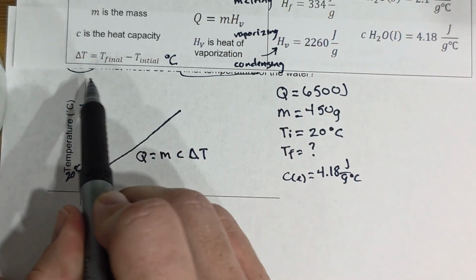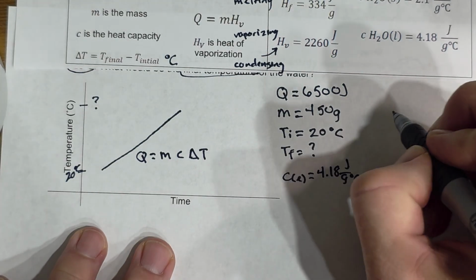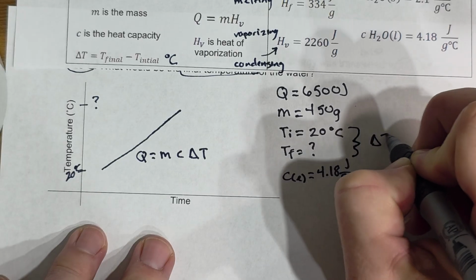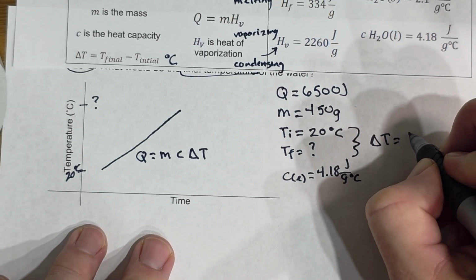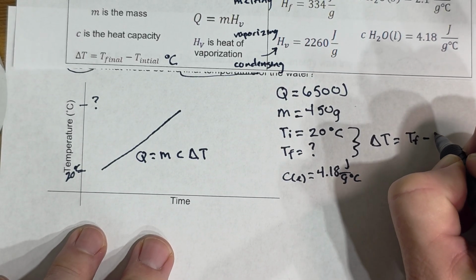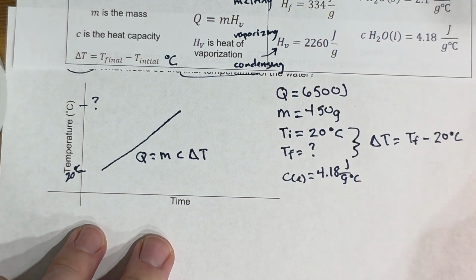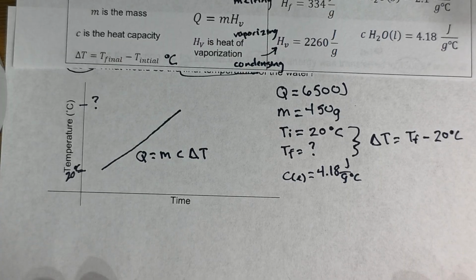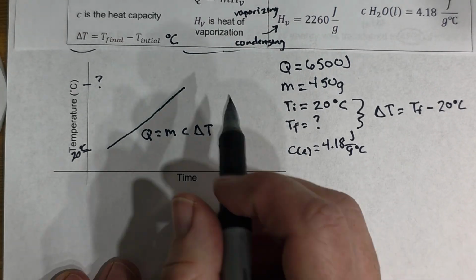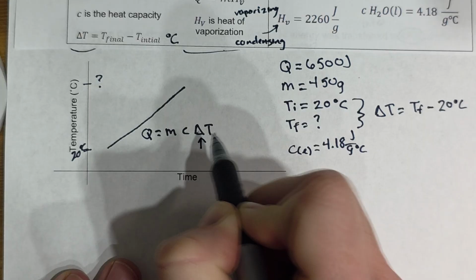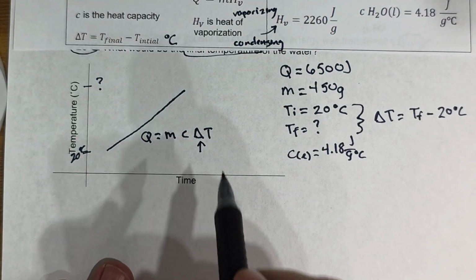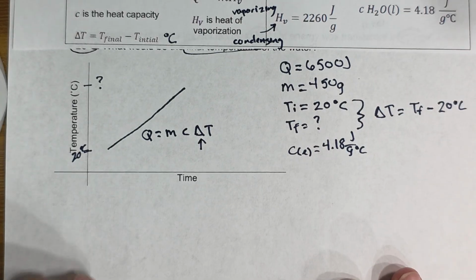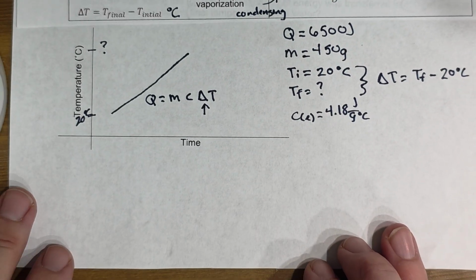And I'm going to add something here simply because this is what we're solving for. We know that delta T is going to be T final minus 20 degrees Celsius. Okay? So in essence, what we want to know is what is this delta T? Because then I can use this delta T to figure out my final temperature. So let's go ahead and set this up and solve for delta T.